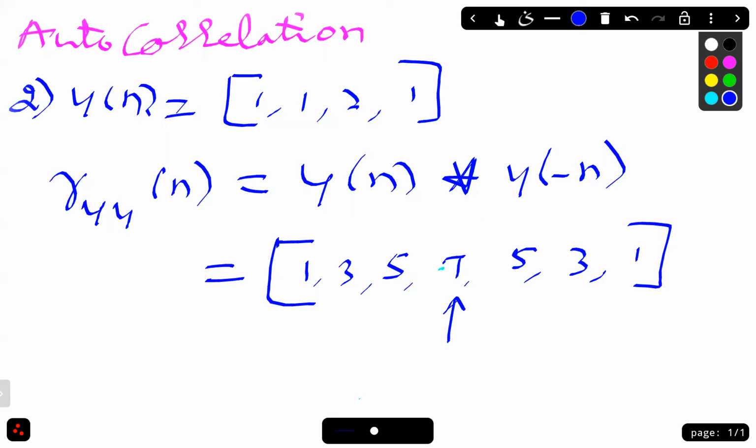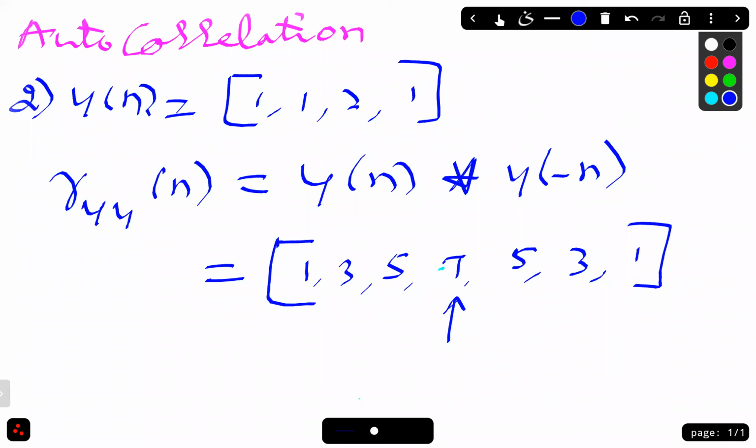Now the conclusion out of these two questions is, suppose we have two sequences, sequence 1 is 1 2 1 1, and sequence 2 is its folded sequence. If you take autocorrelation of both the sequences separately, you will get the same answer. So that means it is indicating that the autocorrelation is satisfying the commutative property. You getting my point? Here autocorrelation is satisfying the commutative property, whereas cross correlation does not satisfy the commutative property.